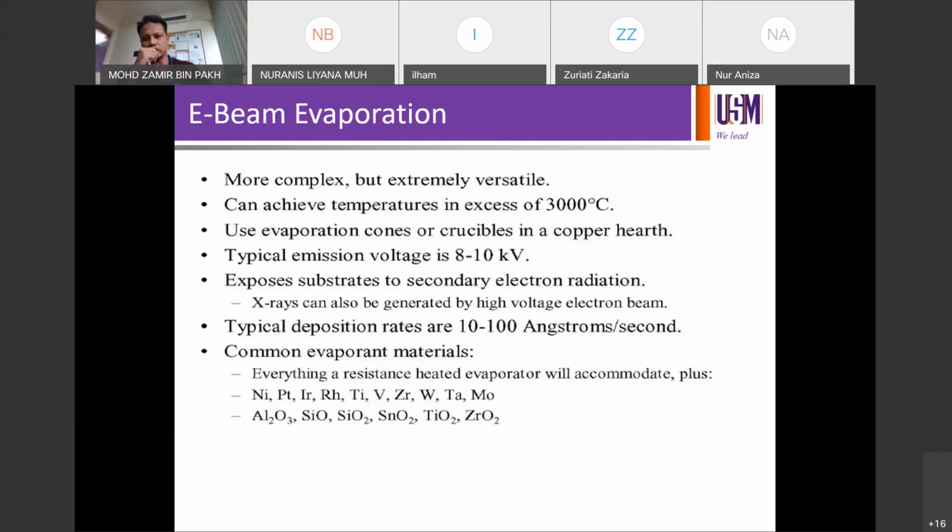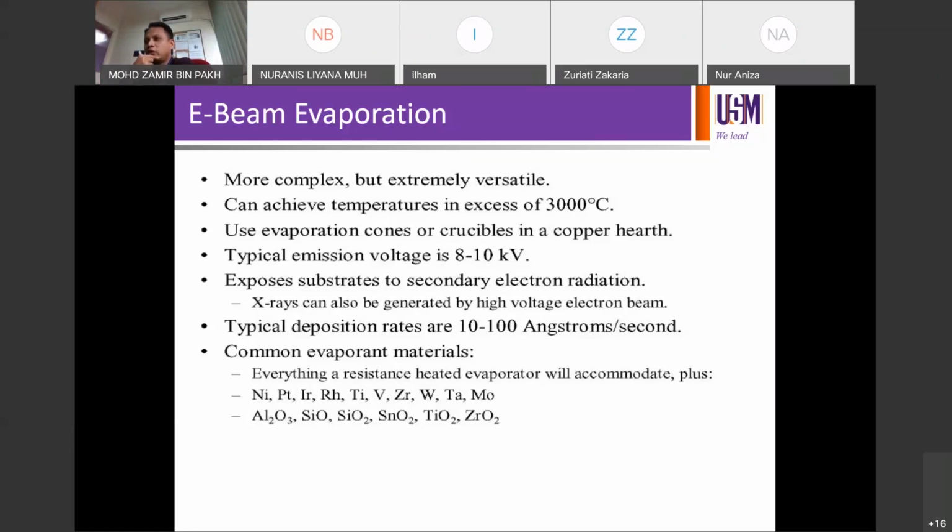It can achieve temperatures in excess of 3000 degrees C. So that means you can evaporate high melting point materials such as titanium, palladium, platinum. You can even evaporate ITO, silicon nitride, right? Silicon nitride, if you try to go for thermal evaporation, then you will not be able to do that unless you have a specific system that can deliver a very high level of current to the material.